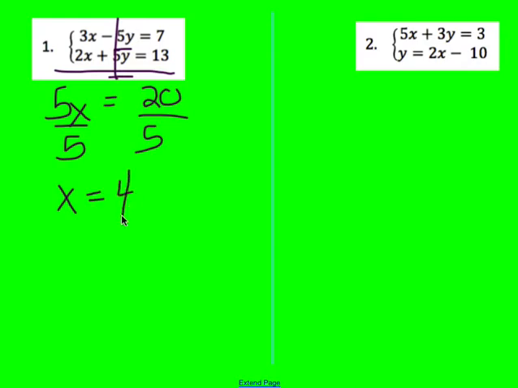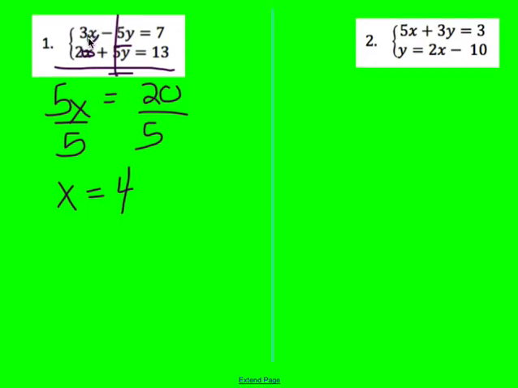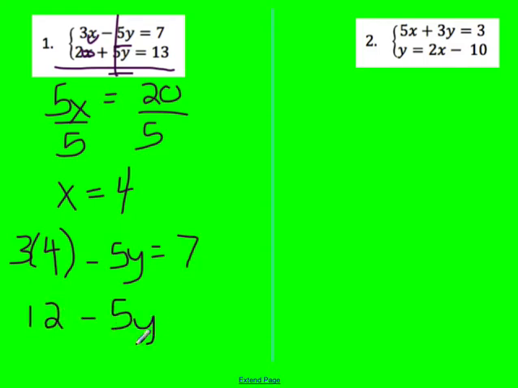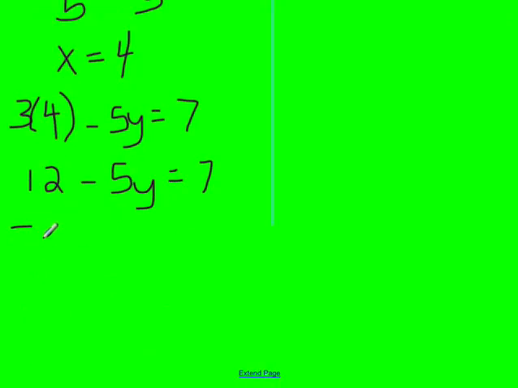So now that I know that x is equal to 4, I can plug it into either one of those equations. I'm going to plug it into the top one. So I'm going to take the x out and put 4 in instead. 3 times 4 is 12, minus 5y is equal to 7. So now I need to solve for y, so I'm going to subtract 12 from both sides. I make sure I bring that negative down, so I get negative 5y, and that's equal to 7 minus 12, which is negative 5.